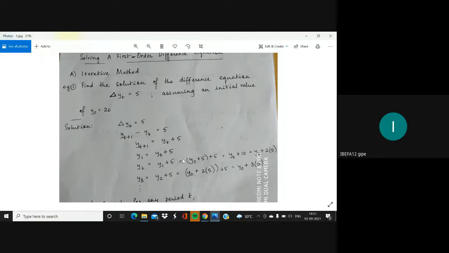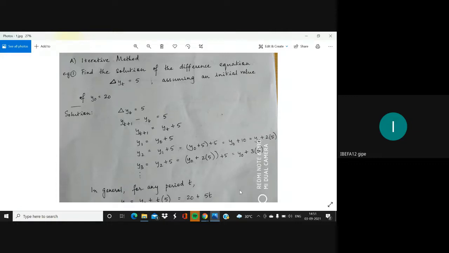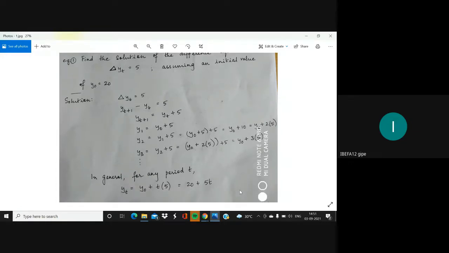Following this method of successive substitutions, again you can write y3 is equal to y2, the value at its first lag, plus 5. Again, instead of y2, just substitute this value. So then you get y0 plus 3 into 5. So by following this method of successive substitutions, you will be able to find that in general for any period t, you can write this equation: yt is equal to y0 plus t into 5.